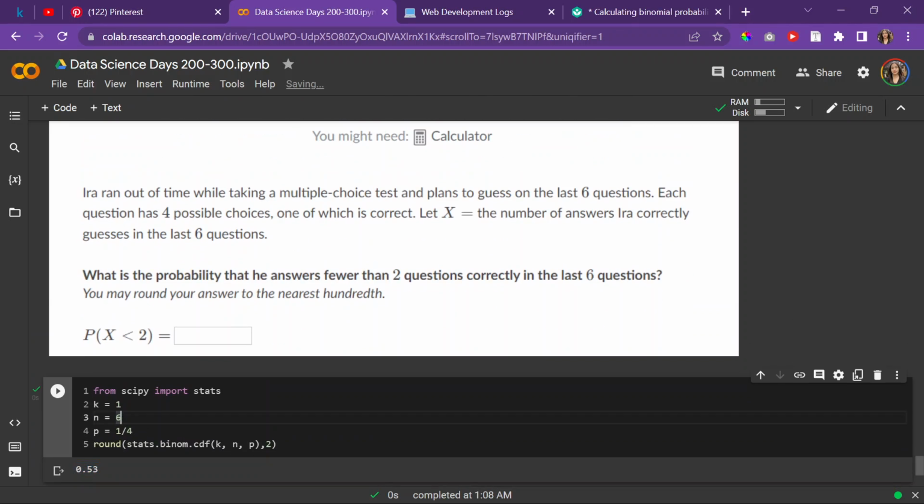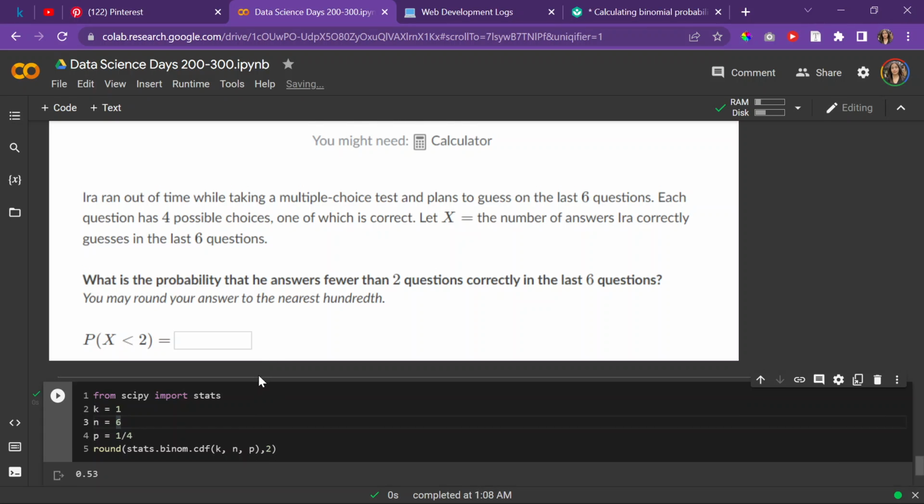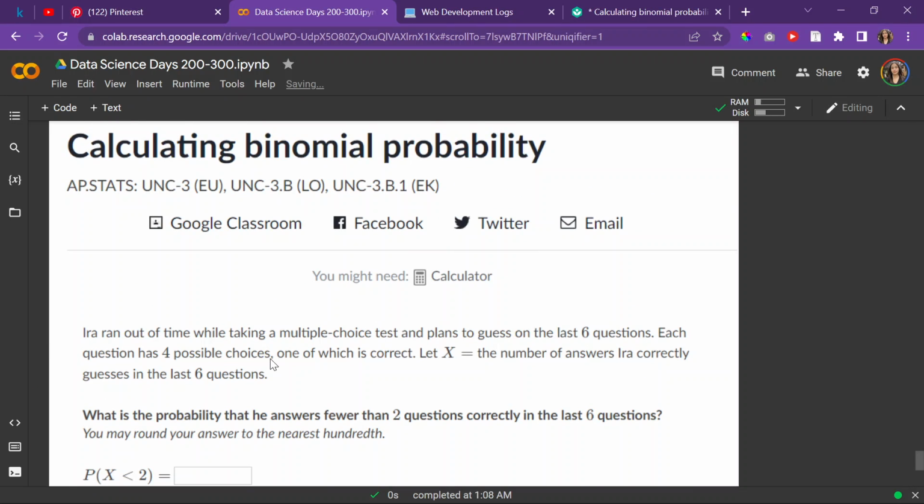So now to explain. Basically, Ira is a student who wants to know the probability that he answers fewer than 2 questions correctly in the last 6 questions. So this is a binomial probability problem. What does this mean? It means that we have an event. In this case, it's a question. Each question is an event, and for each event we have 2 outcomes, either a success or a failure.